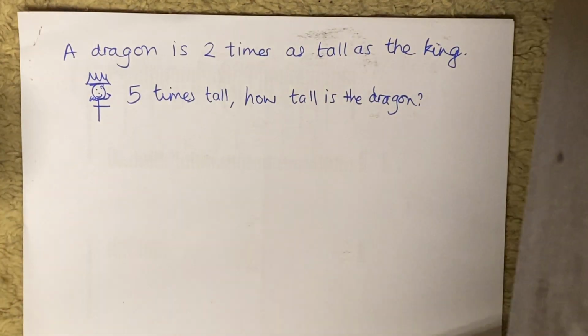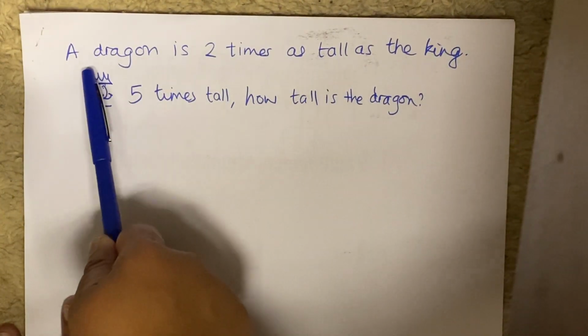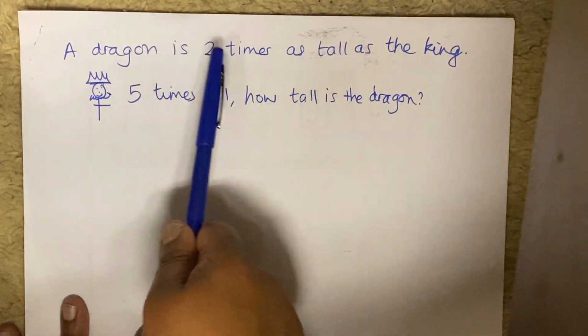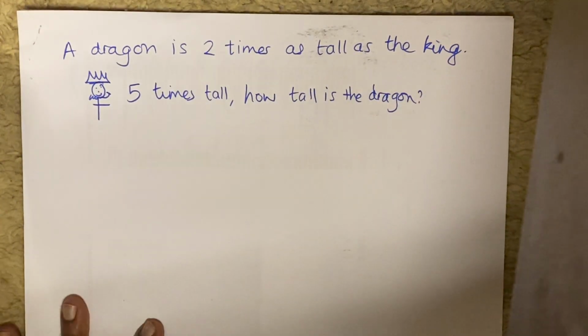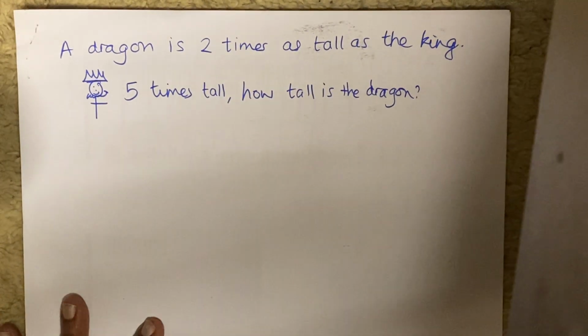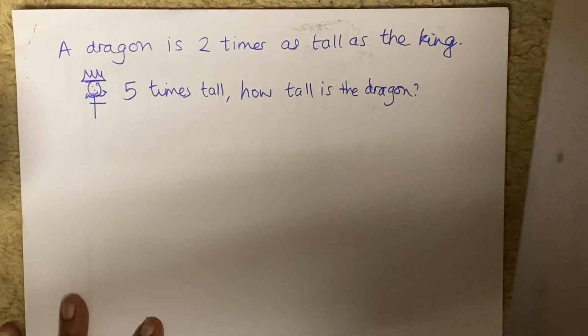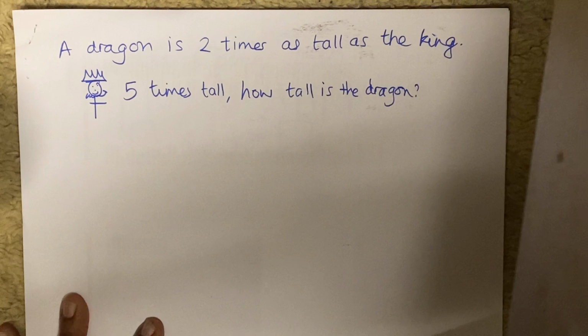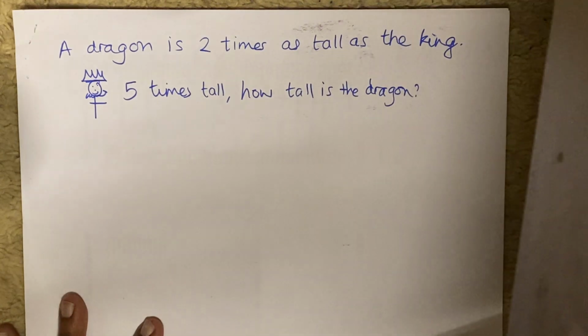We've got a dragon, okay? The dragon is 2 times as tall as the king, but the king is 5 times tall. How tall is the dragon? Oh, Mrs. V, this is so confusing. There's so many words to it. Let's try and draw it out. Remember I said if you are confused, draw it out.